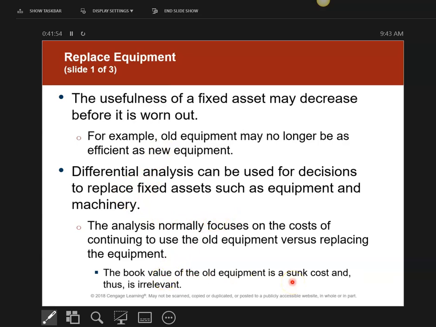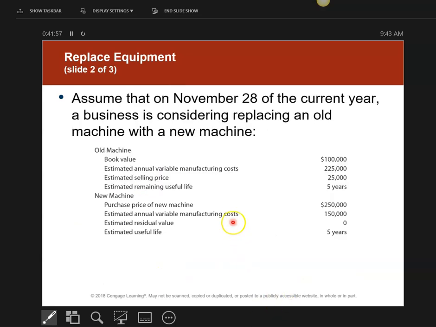And remember, book value is irrelevant here. So here is my information. Here's my old piece of equipment. My book value is $100,000. Again, this is irrelevant. It costs me $225,000 a year just to use it. And at the end of the time, I could actually sell it for $25,000. Or if I buy new equipment, I could sell this equipment for $25,000, and it has 5 years left. If I want to buy the new equipment, it's going to cost me $250,000, but it's going to still cost me $150,000 annually for 5 years to run it. There is no residual value, and here's my life.